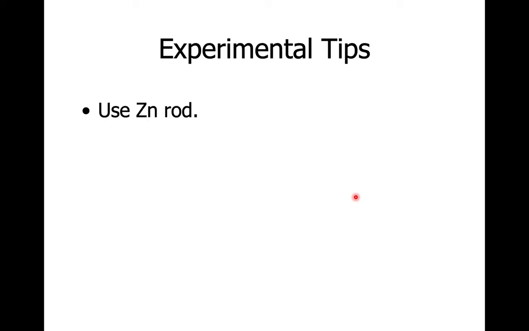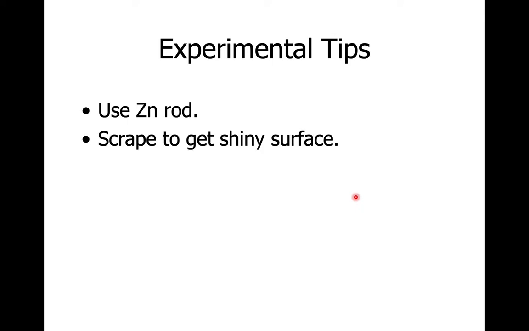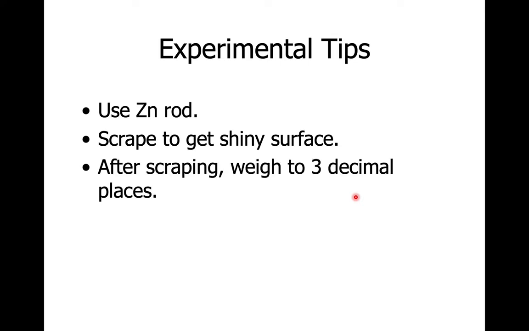And here are some experimental tips. Use the zinc rod, scrape it to get a shiny surface. We've provided you with sandpaper. You can use sandpaper to remove the zinc oxide that's on the surface and give a shiny and very reactive surface by doing this right before the experiment.